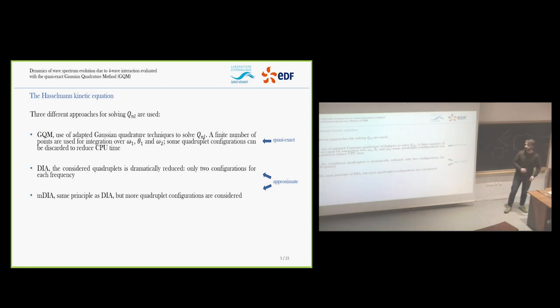Luckily I don't have to go too much into detail about how to numerically compute the QNL term, as Michel gave a presentation earlier this morning. So I will just list the methods that we used for this work. Particular focus is on the GQM method, which, as we understood, is quasi-exact, so it tends to the exact solution. But we'll also compare the results with simulation runs with DIA and multiple DIA methods.